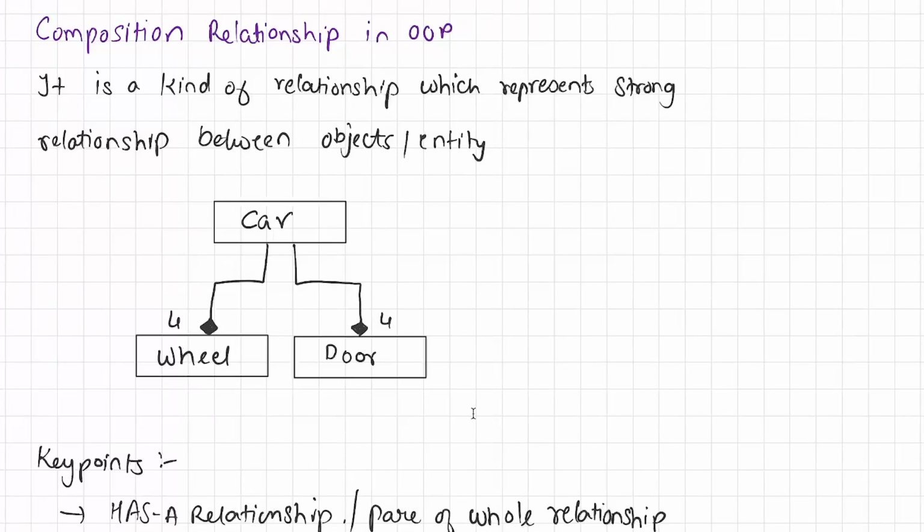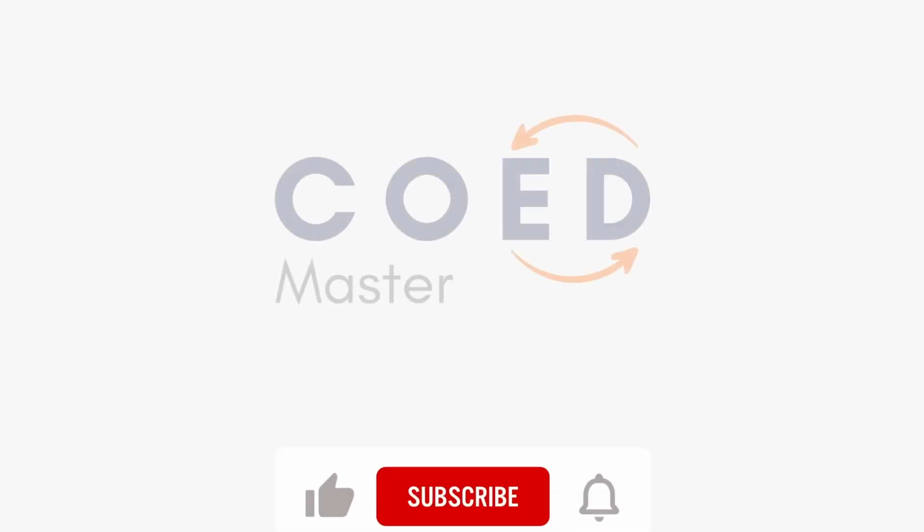Hi guys, I'm Aziz, welcome to CodeMaster, and in this video I am going to talk about composition relationship in object-oriented programming. I will explain what composition relationship is, how to model composition relationship using objects, and what the key characteristics of composition relationship are. So if you are willing to learn what composition relationship is, then this video is for you. Make sure to watch this video till the end. So without wasting any time, let's get started.